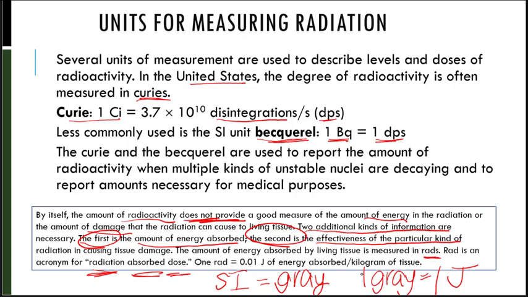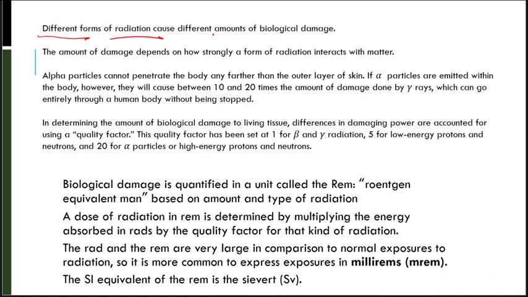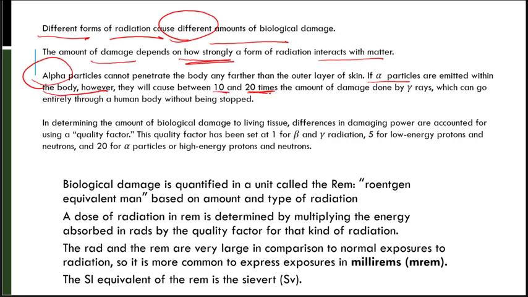per kilogram of tissue. Now, different forms of radiation cause different amounts of biological damage. The amount of damage depends on how strongly a form of radiation interacts with matter. Alpha particles cannot penetrate the body any further than the outer layer of skin. If alpha particles are emitted within the body, however, they will cause between 10 and 20 times the amount of damage done by gamma rays, which can go entirely through a human body without being stopped.